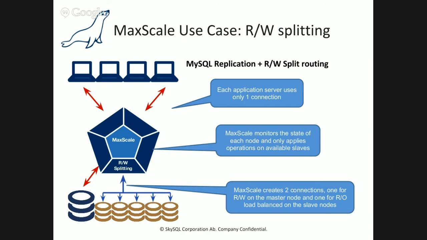And here, MaxScale also has the capability, you can give it rules. Okay, if a slave lags more than this, the slave should not be used, and things like that. Then you can say, okay, I want to load balance based on connections on the slaves or something like that. So you can choose that.